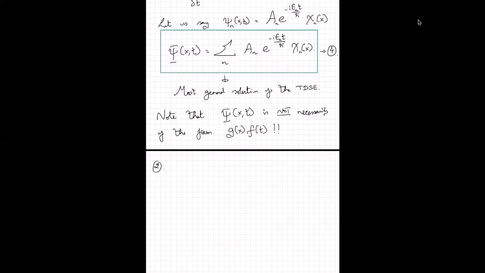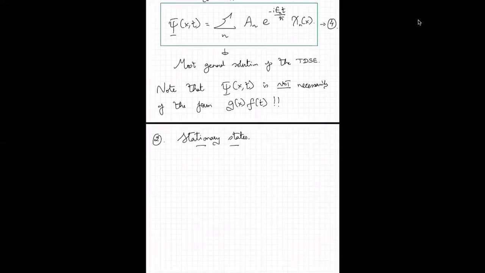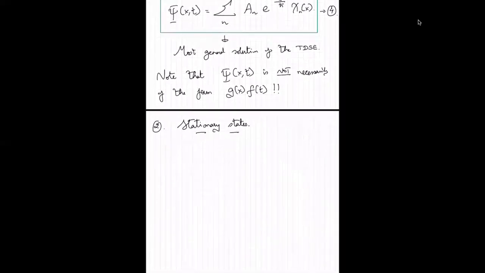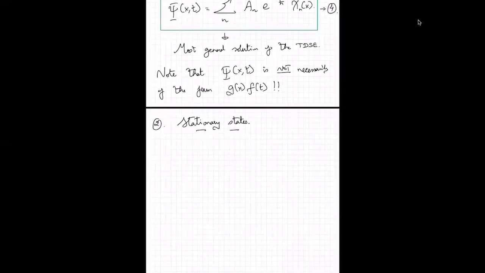The second comment has to do with interpretation and the notion of stationary states. Stationary states. Okay, what are stationary states? Well, stationary means something doesn't change with respect to time. But obviously the solution is time dependent, right? This psi of x comma t has a time dependence here. But what is actually stationary is the combination psi star psi.